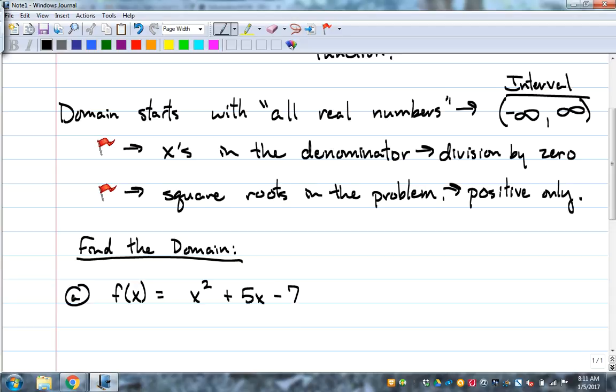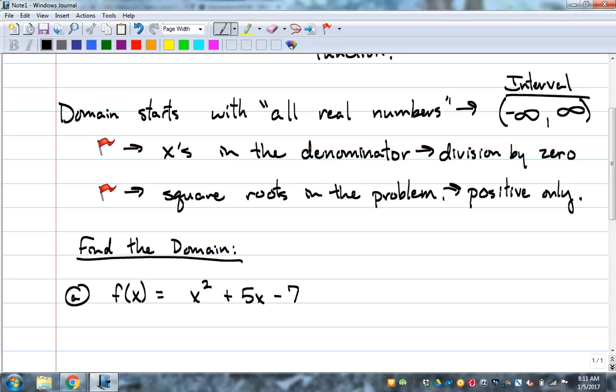Okay. So we look at that and we say, okay, we know it would be a parabola, right? Because it's x squared. And we know it's a function already. We don't really have to worry about that. Are there any red flags showing up for this problem? Yes. There are? Where's the x in the denominator? Oh, there's not one, because there aren't any fractions.